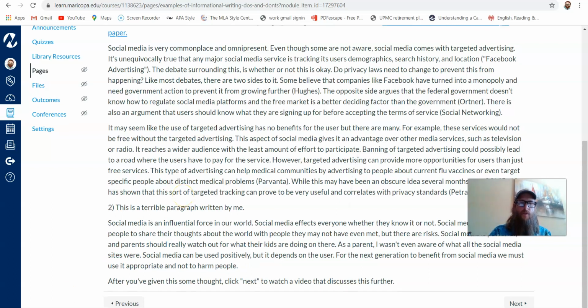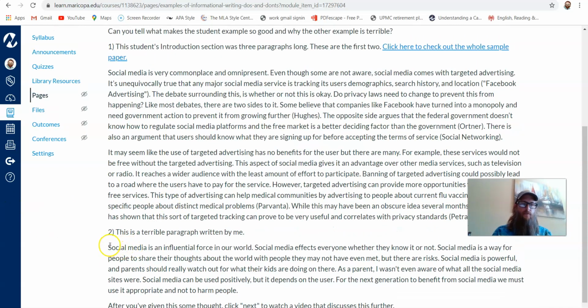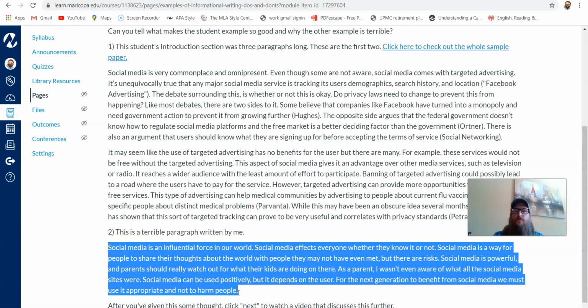Okay, so the short answer for why this is terrible is there are no facts here from sources. This is what happens when students try to write papers based on what they already knew before they even took the class. Right? These are things that literally everyone knows about social media, and so it doesn't show that you've done any research whatsoever. These are things that you knew going in, right? And indeed, I wrote this paragraph in literally like 45 seconds because it's just obvious observations about social media.